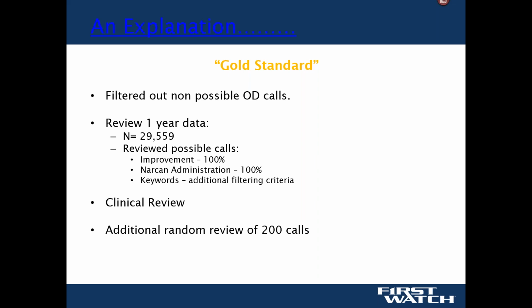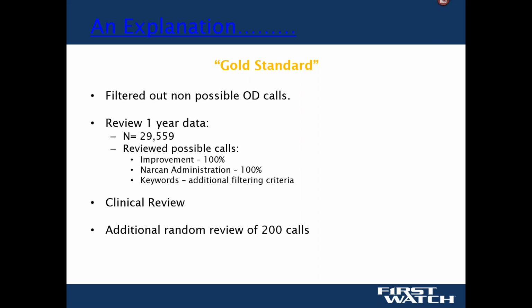The first thing that we did was take a full year's worth of data from an EMS agency that was willing to participate and share their data. And we filtered out every call that would absolutely have no possible way of being an opioid overdose, for example, obstetrics, or trauma, or something that was really out there. So we took all of those calls out of our data set.